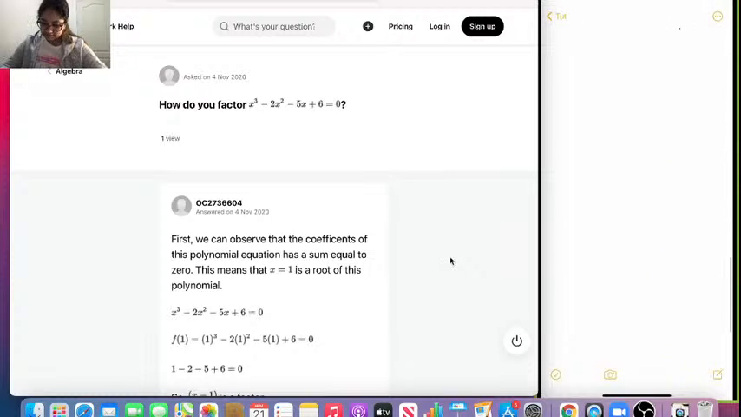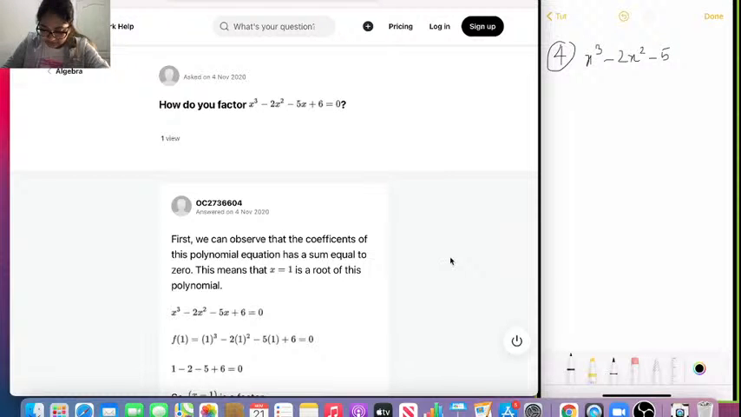Okay, so sorry, our fourth question says: how do you factor x cubed minus 2x squared minus 5x plus 6 equals 0? So how do you do this?